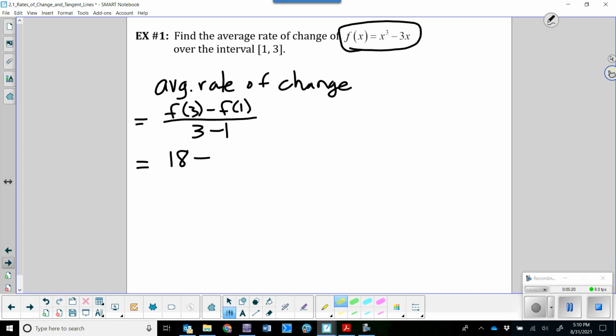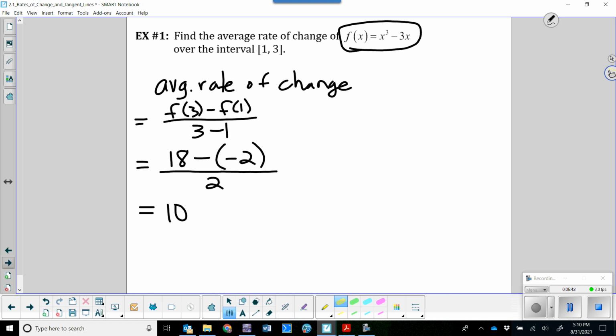And if I plug in 1, I get 1 minus 3, which is negative 2. So that's 18 minus negative 2 over 3 minus 1, which is 2. 18 minus negative 2 is 20 over 2, which is 10. And again, as many steps as you need there. So that's the average rate of change.